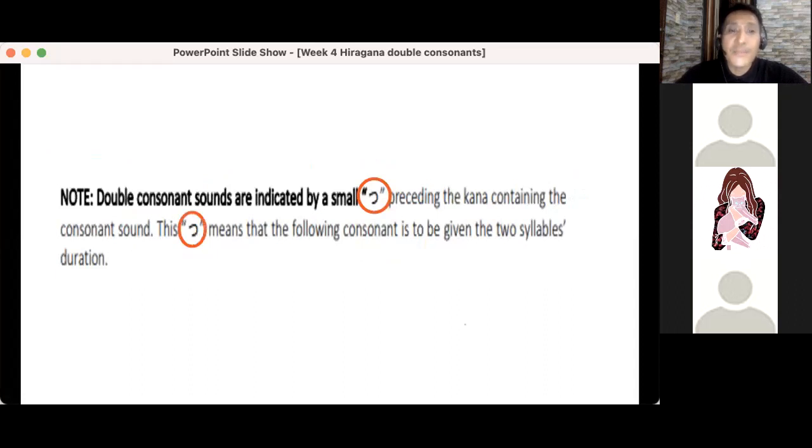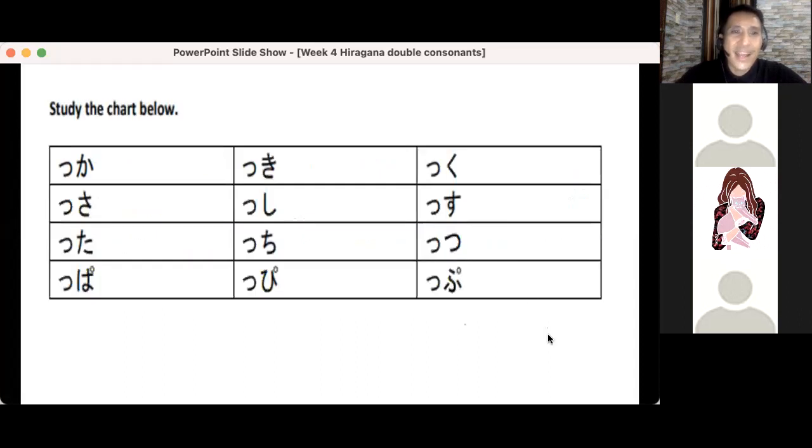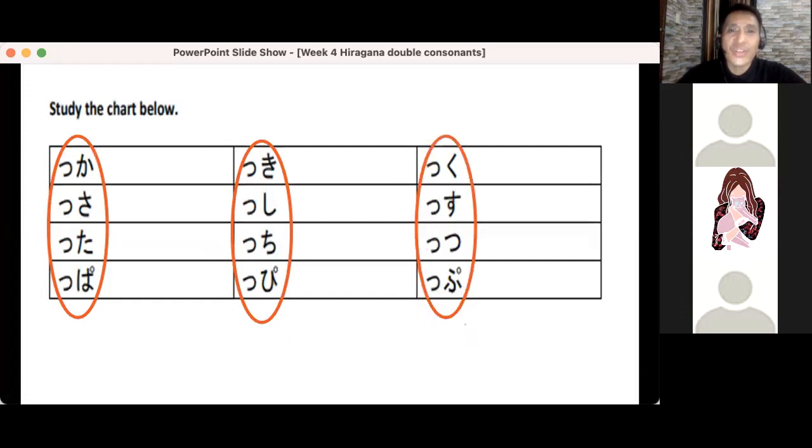So again, the double consonant sounds are indicated by a small tsu preceding the kana containing the consonant sound. And this tsu means that the following consonant is to be given a 2-syllable duration. It's like it takes two syllables. So it's like this: ka, sa, ta, pa. Our sound is prolonged. And so on and so forth. Ki, shi, chi, pi, and then ku, su, tsu, pu.